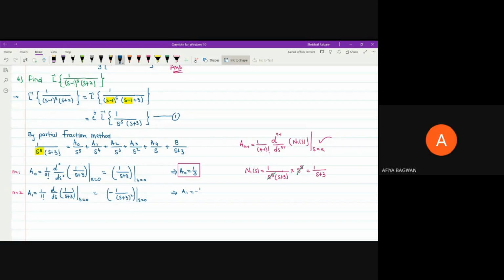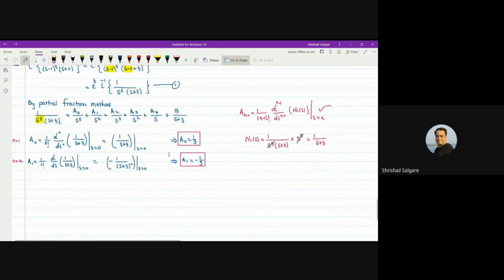Minus 1 upon 9. Yes, minus 1 upon 9. That is your second coefficient. Now next, I will scroll a little bit up, with this part I require.